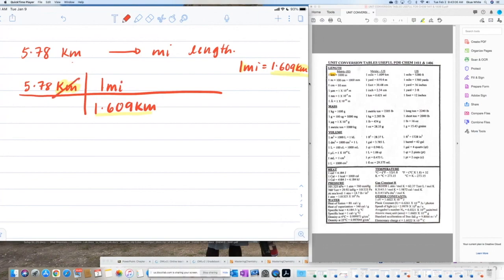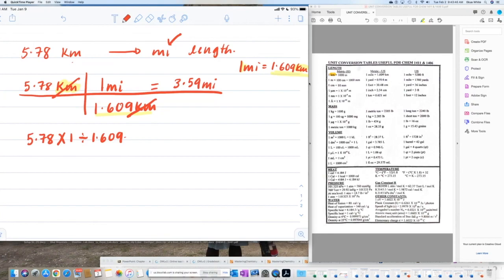Okay, so kilometer will cancel out with this kilometer, and then it will give me my answer in the desired unit. Mathematically, I'll write 5.78, and then I will multiply by all the top numbers, and then divide by all the bottom numbers. And when I work this out, I get my answer in the desired unit, the unit that did not cancel out. So 5.78 times 1 divided by 1.609, and I get my answer as 3.59 miles.